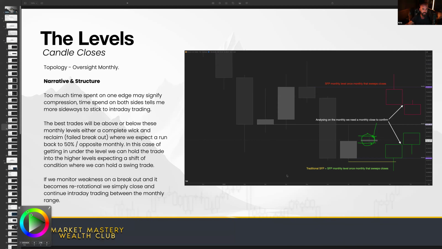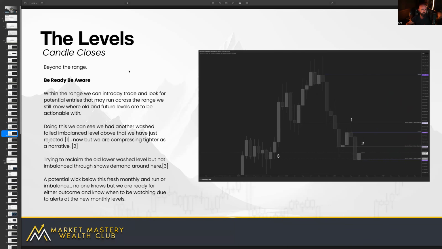Because if you market in something, even if it moves a fractional percent, I can't remember what it is exactly, but it moves a little bit, you're still in the red. If you close it, you can close green and end up with your market fees costing more than the amount you actually made in it. So you've got to be careful with that sort of lower time frame stuff. So be ready, be aware. So within the range, we can intraday trade and look for potential entries that may run across the range. We still know where old and future levels are to be actionable with.